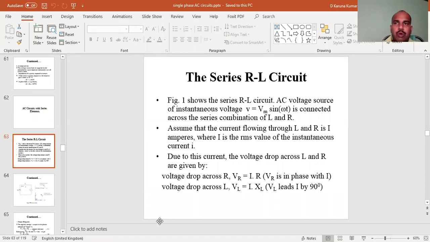Good morning. Today we are going to discuss the analysis of AC circuits, the series RLC circuits. The analysis of AC circuits consists of RL, a combination of R and L, and a combination of R and C, the series circuits.